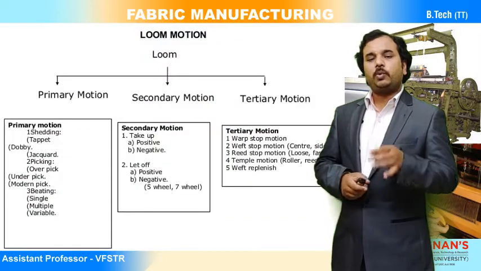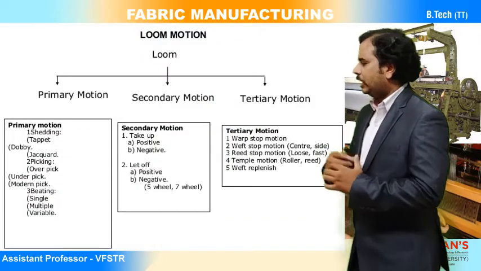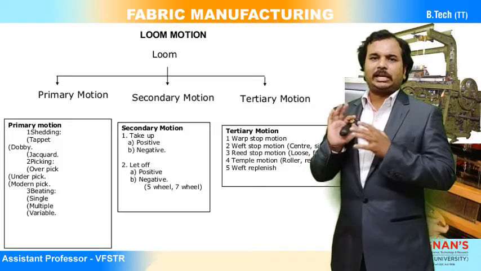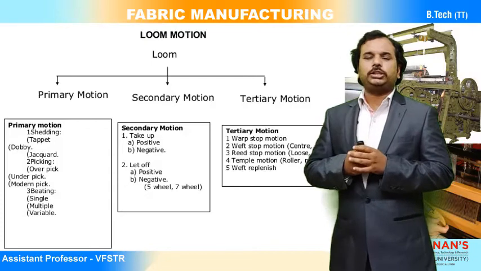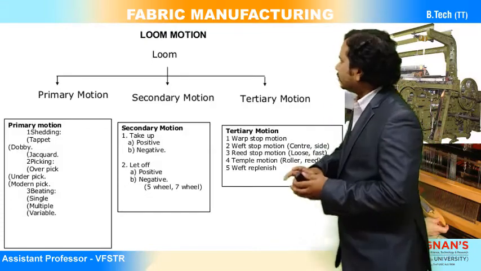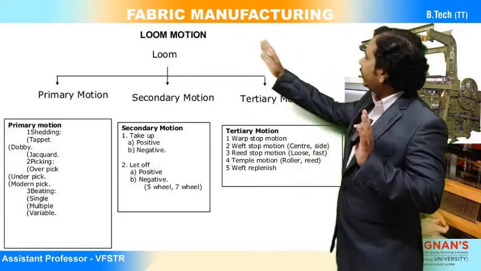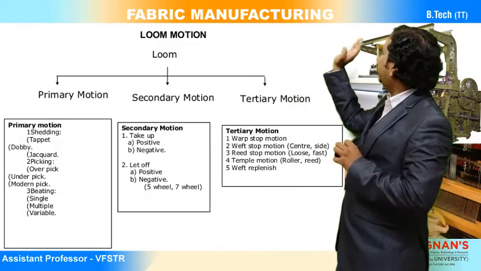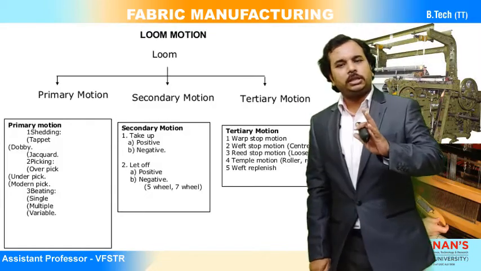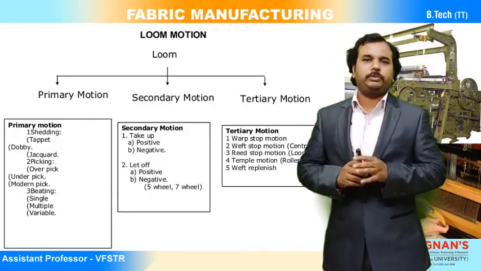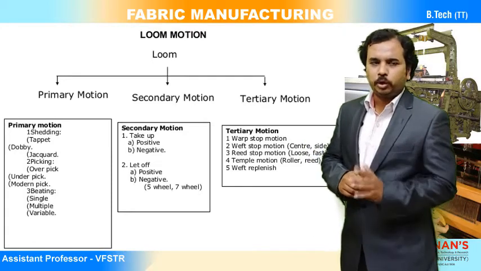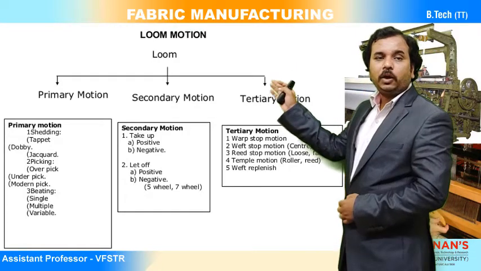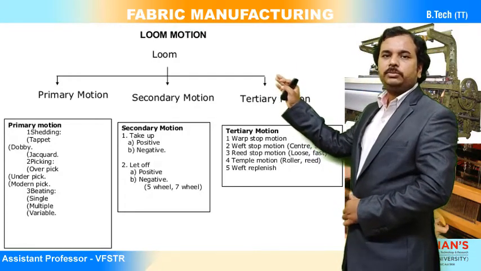Now we will look at what is in each and every category. We have the classification and sub-classification. You can see the classification chart, how these loom motions are classified. The loom motions are classified into three categories. One is called the primary motions, the second is the secondary motions, and the tertiary, or you can say auxiliary motions. We will see what is in each classification of these motions.